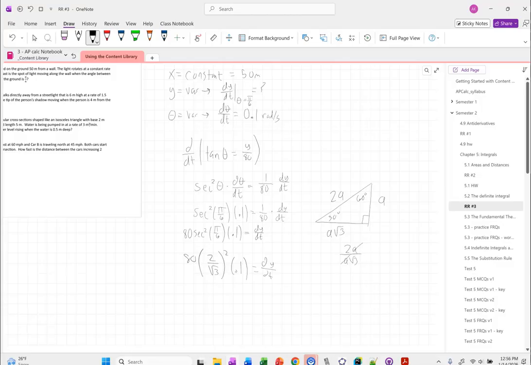Grinding this the rest of the way, which again wouldn't be terrible, right? It would be 8 times 4, 32 over 3. Something like that. 0.1 times 80 is 8. And then I'd have 4 over 3. I think that's right.